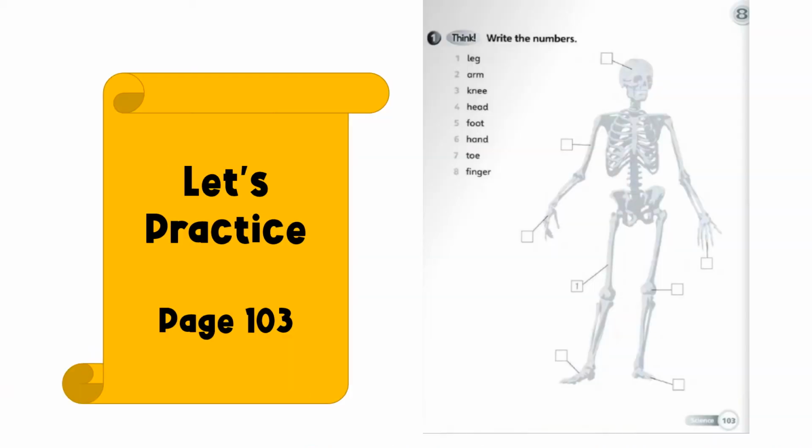Okay, so for practice, please take out your workbook and turn to page 103. Workbook, page 103. Okay, number 1. Think. Write the numbers. Number 1, leg. Number 2, arms. Number 3, knee. Number 4, head. Number 5, foot. Number 6, hand. Number 7, toe. And last but not least, number 8, finger. Make sure you write the correct numbers in the boxes given.